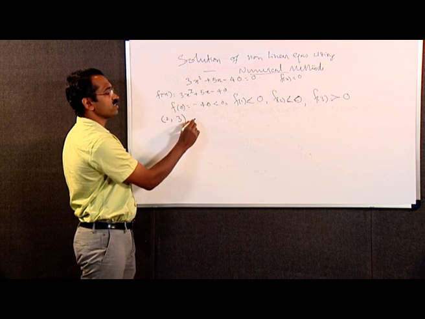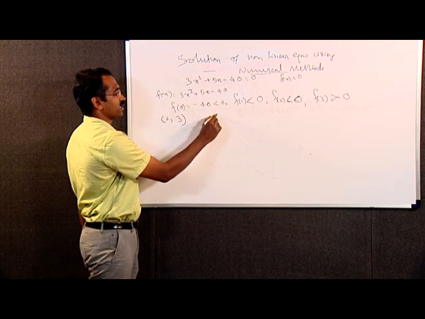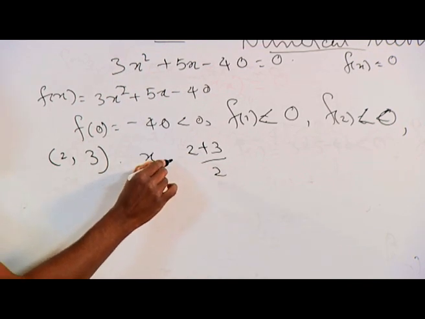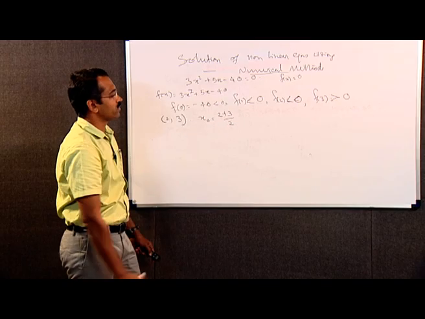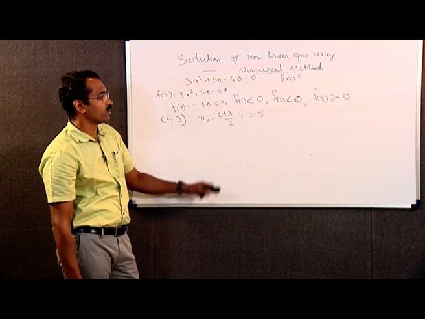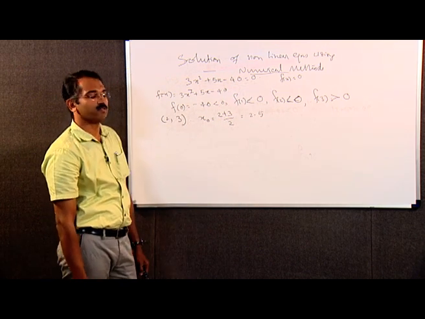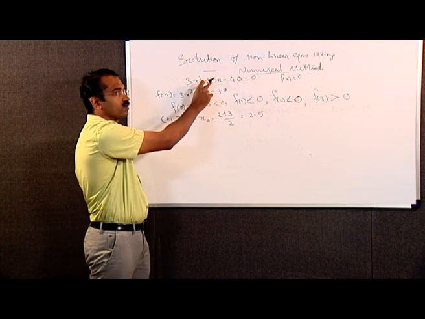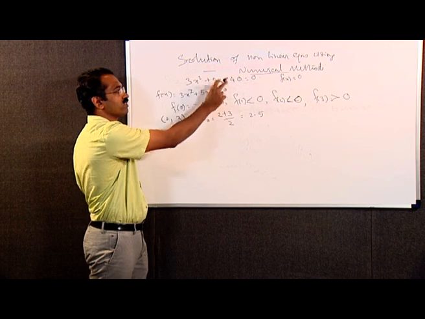Now, we bisect this interval, that is equal to 2 plus 3 divided by 2, which is taken as x naught, that is equal to 5 by 2 is 2.5, which may be taken as the first approximate root of this equation.